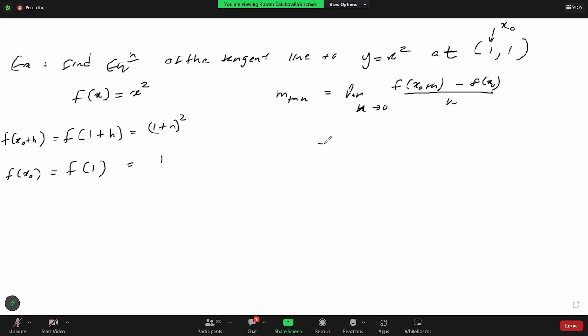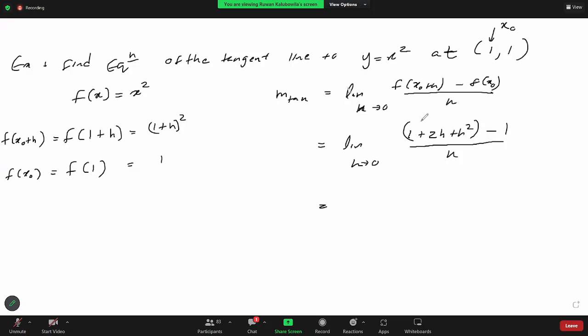Now you can apply it. Limit as h approaches 0. f(x naught plus h) means (1 plus h) squared. Let's expand it: 1 plus 2h plus h squared, minus f(x naught), which is 1, divided by h. Right.